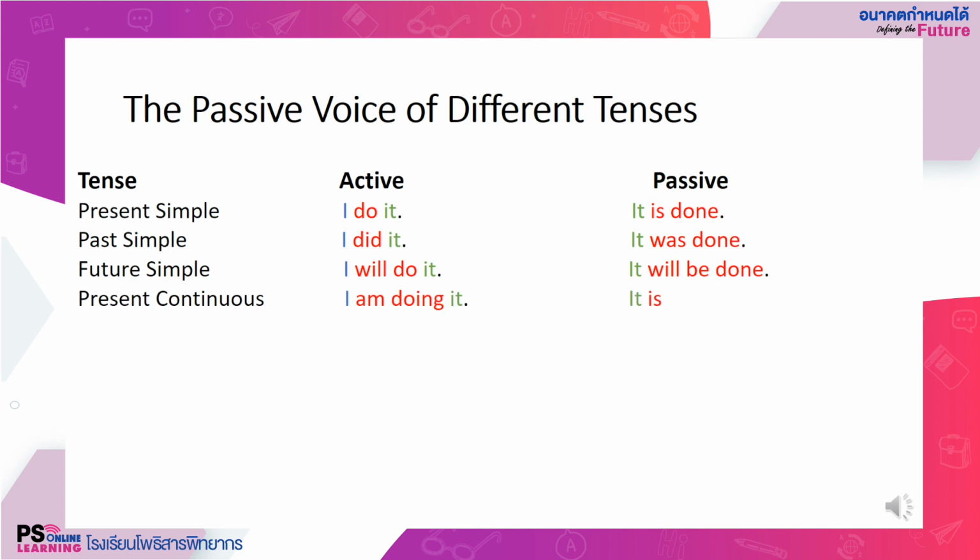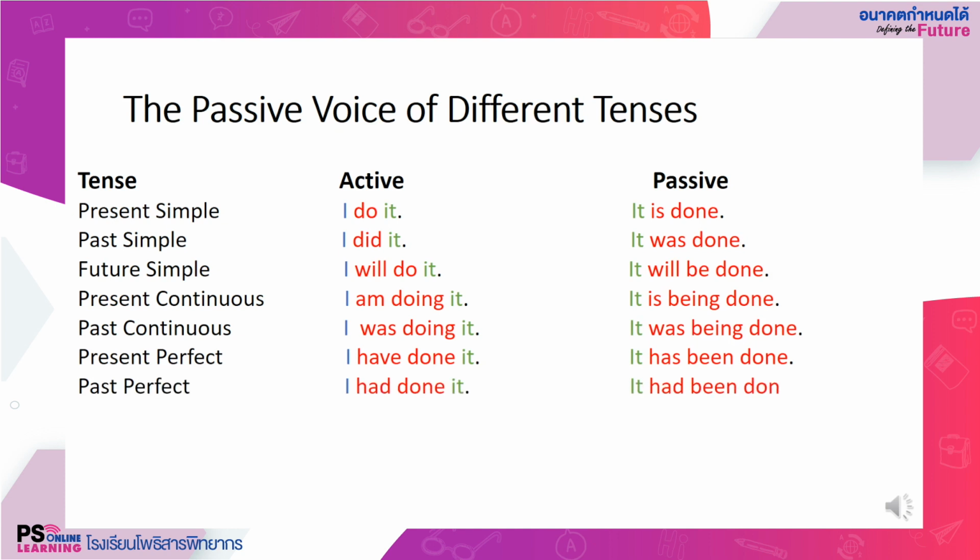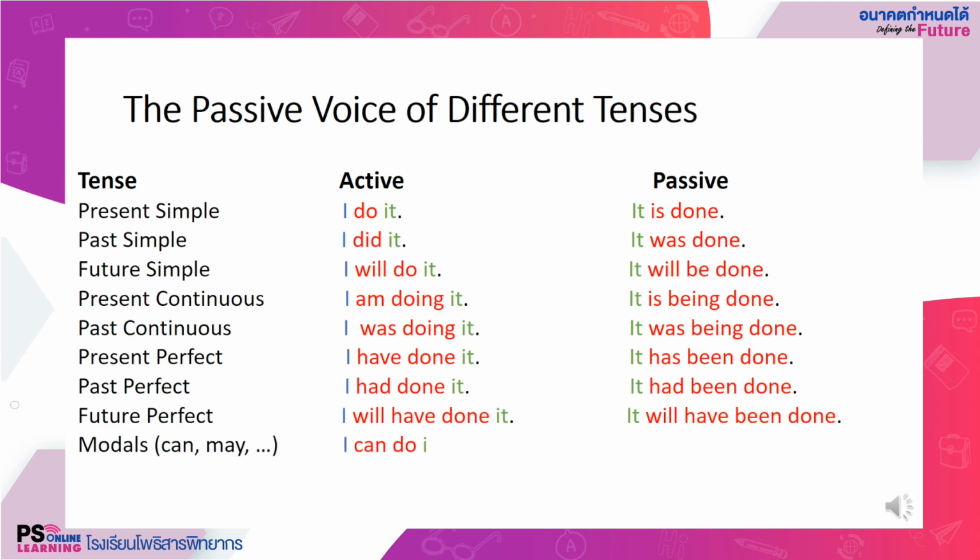Present continuous, it is being done. Past continuous, it was being done. Present perfect, it has been done. Past perfect, it had been done. Future perfect, it will have been done. And finally, modals like can, may, might, or other modals. Example, I can do it. It can be done.